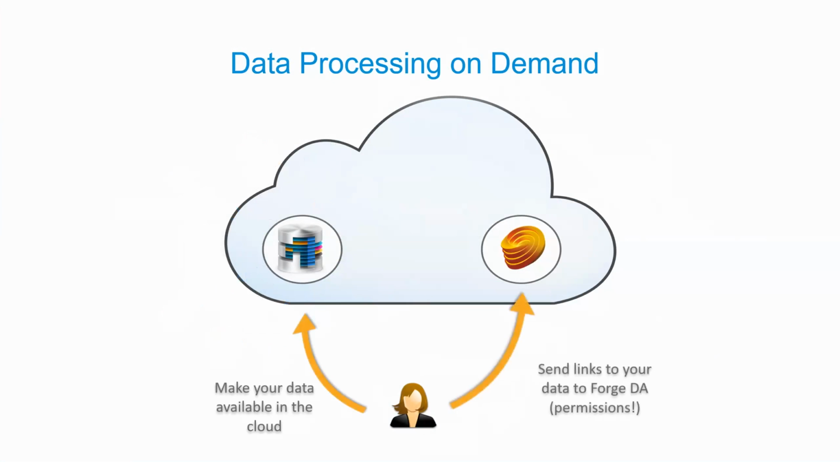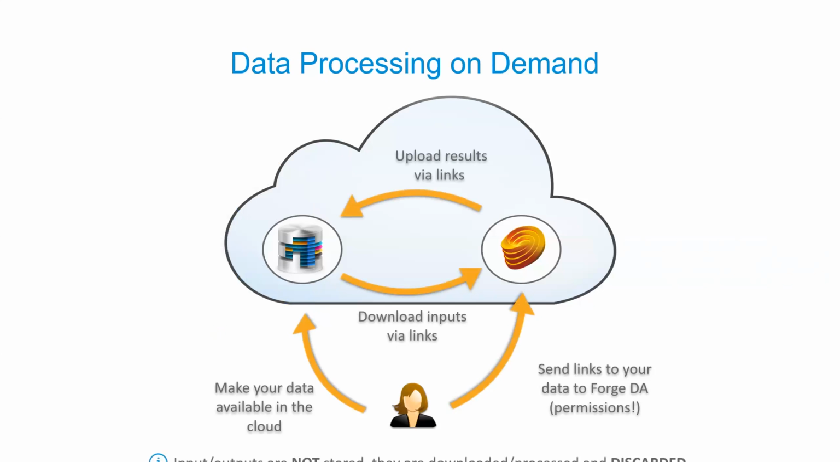The next thing that happens is that you send the links to your data to Forge. That gives us permission to access that data temporarily. The Design Automation API then goes ahead and pulls down all the input information that you've given us, runs the job, and uploads the results back via links. It's pretty much that simple. And the key thing is that we don't store your data longer than we're processing the job. So all of the data, everything that happened in Forge as part of Design Automation is discarded. And then we upload the results to your specified location.